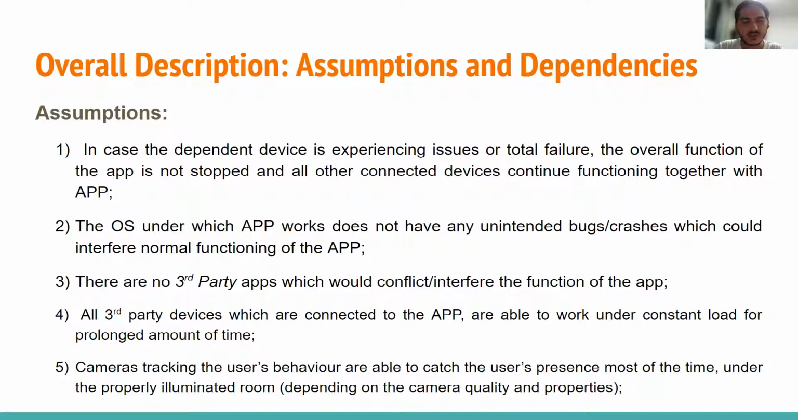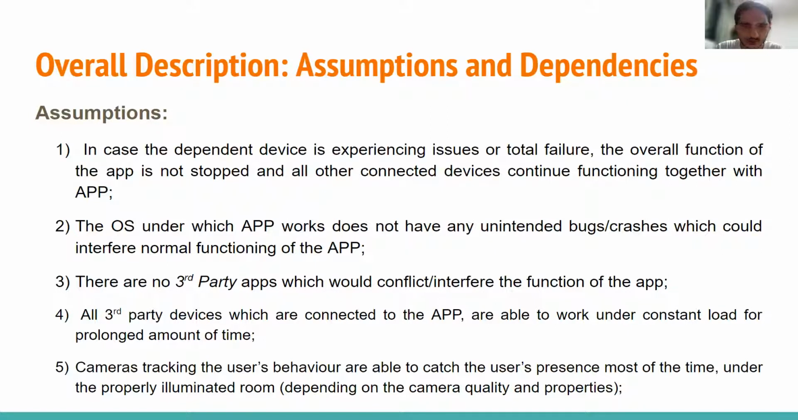So the assumptions that we consider are that the dependent devices experiencing issues should not bring a total failure of the whole product. So all other devices should continue working and the app should work. The OS under which the app works should not have unintended bugs and crashes. And there are no third-party apps which interfere with the function of the app. All third-party devices which are connected to the app should work under the constant load and in prolonged periods of time.